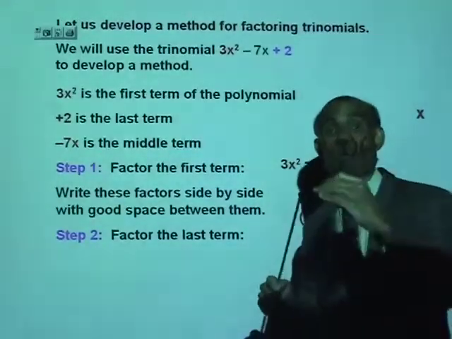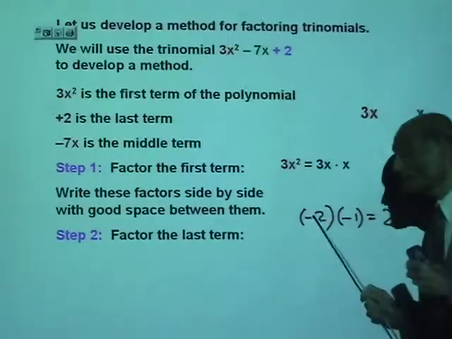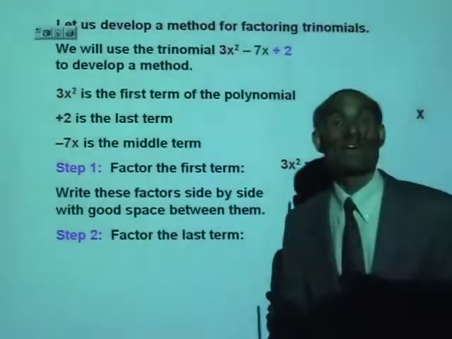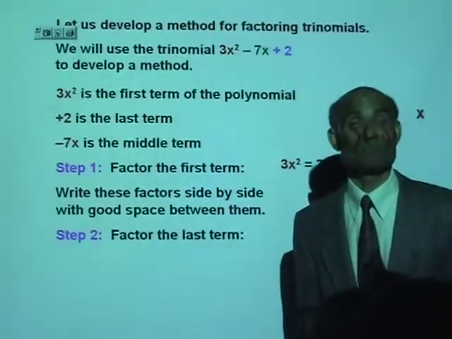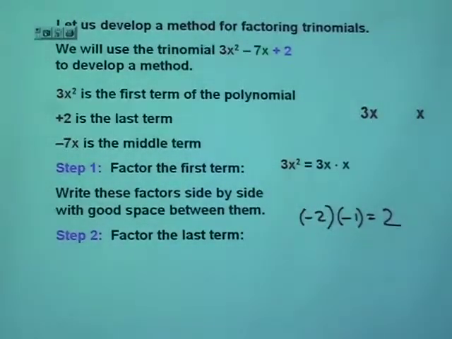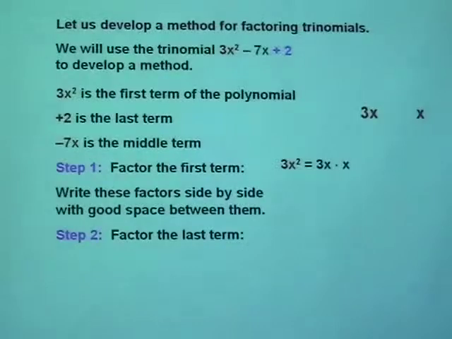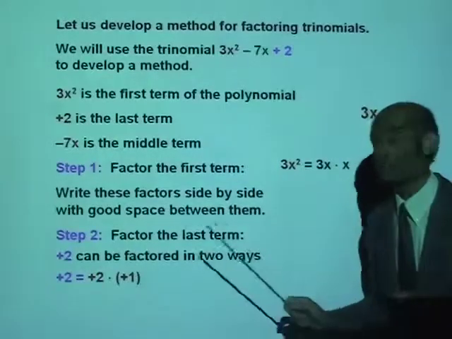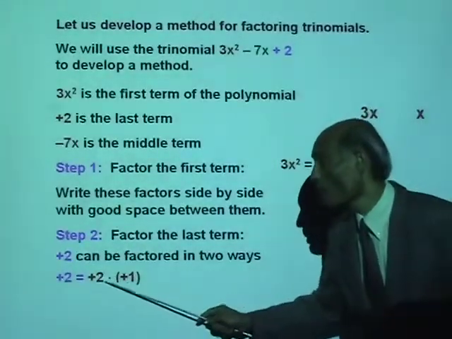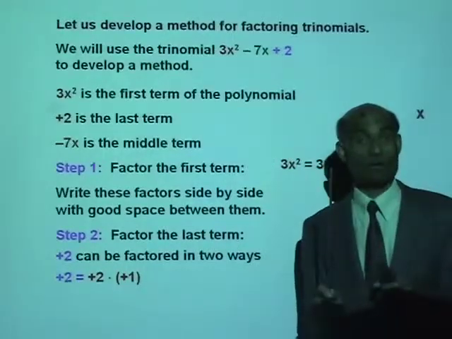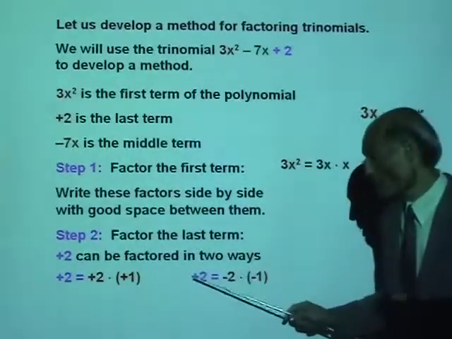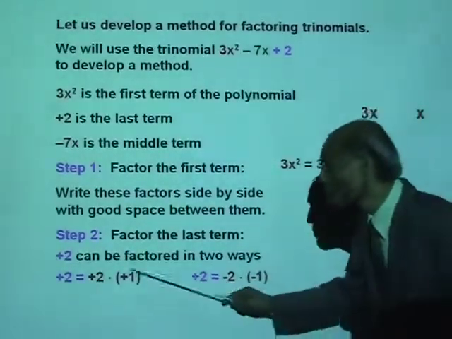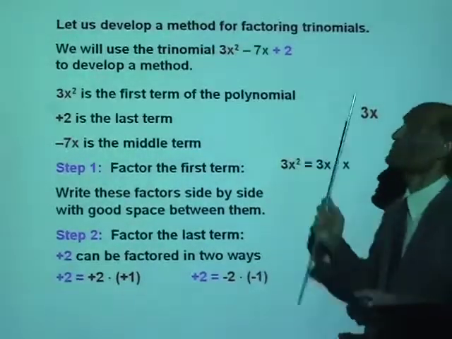Positive 2 times positive 1 is one way to factor it. Negative 2 times negative 1 is also a way of factoring positive 2. Okay, let's talk about this further. Factor the last term. Positive 2 can be factored in two ways: positive 2 equals positive 2 times positive 1, and also positive 2 is negative 2 times negative 1. Two ways to factor that last term.